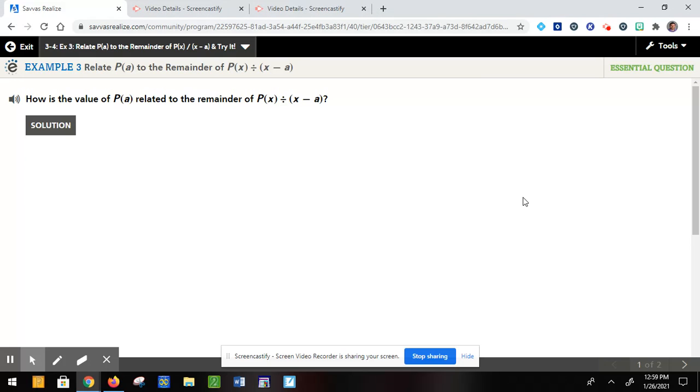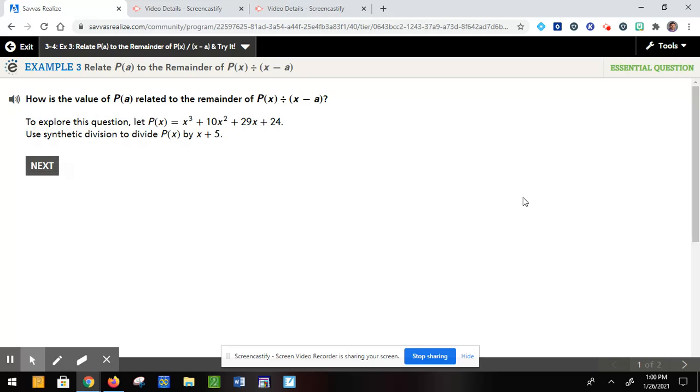Dividing it is what we just did, right? So let's say a was 3. So p of 3 would be evaluating a function, substituting 3 in for every x value in the function. Dividing it by x minus 3 would be dividing it by x minus 3, but notice how that a is the same, right?